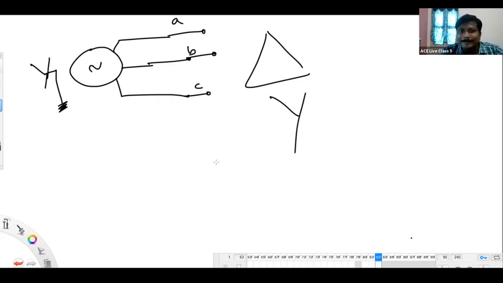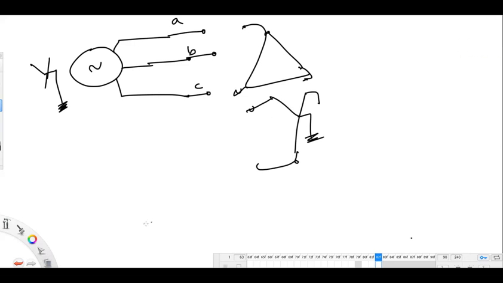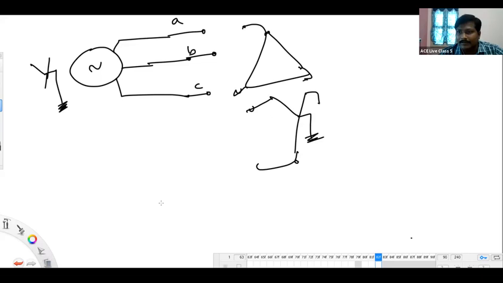Understanding? See, if it's a delta, you have 3 wires outcoming, and you will be joining them. And if it's a star, then also you have 3 wires outgoing, and this neutral is connected to ground. So we are operating our system with only 3 wires. There is no neutral wire at all. But wherever you have a star, that neutral point is connected to ground. That's what you're doing for connectivity.